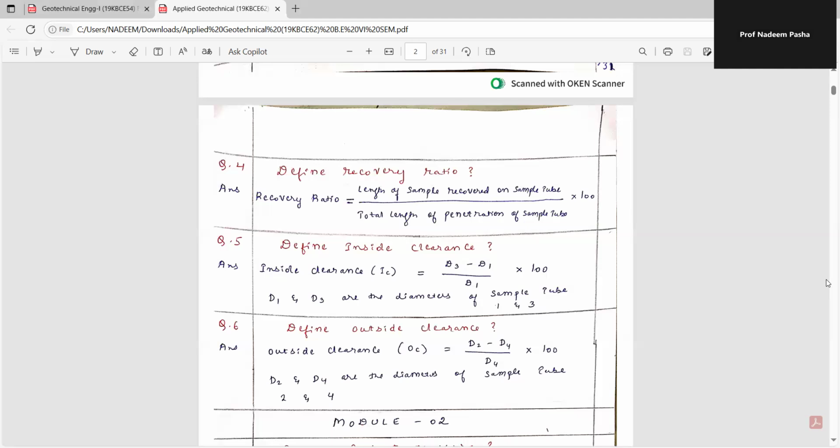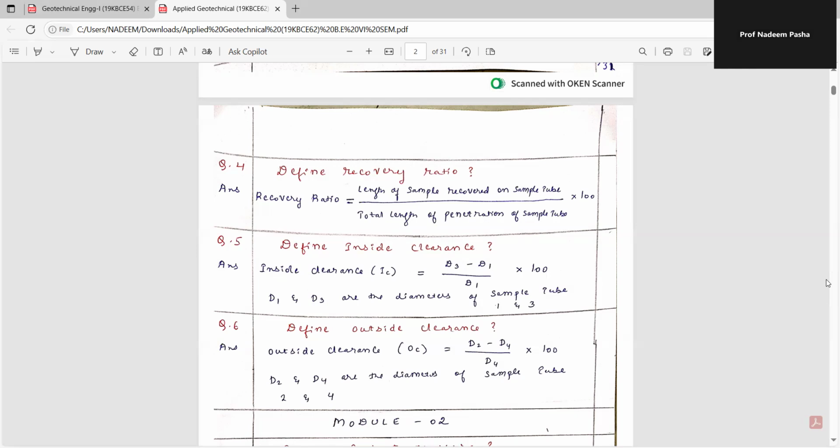Define recovery ratio. Recovery ratio is nothing but the length of sample recovered in the sample tube to the total length of penetration of the sample tube, into 100. Recovery ratio क्या है? Length of sample recovered in the sample tube divided by the total length of penetration of the sample tube.